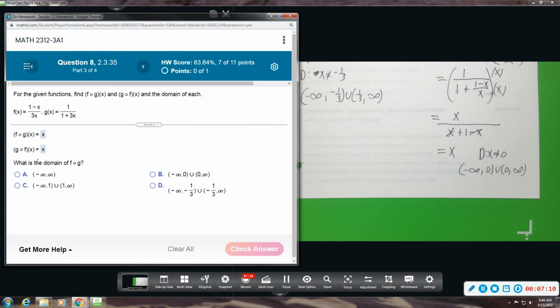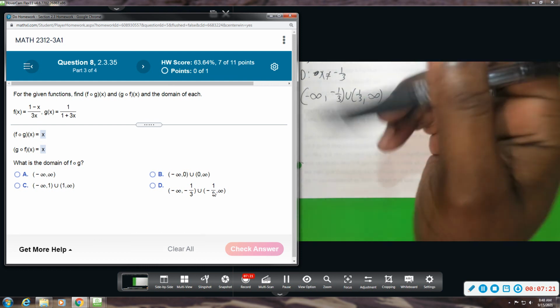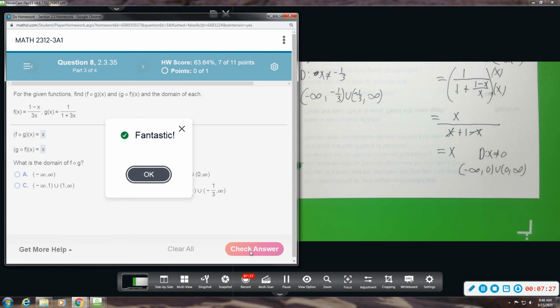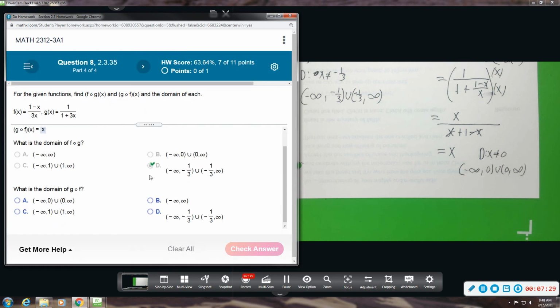And then domain of f of g, negative infinity to negative 1/3. Negative infinity. Yeah, I left off my negative here. Gotta be careful. To infinity. So it looks like D. And then domain of g of f was negative infinity to 0, 0 to infinity. So A.